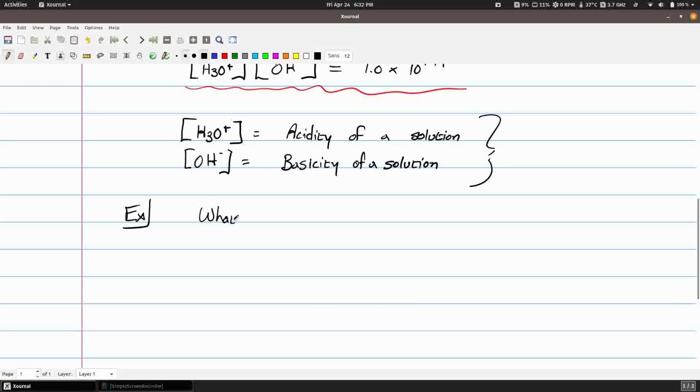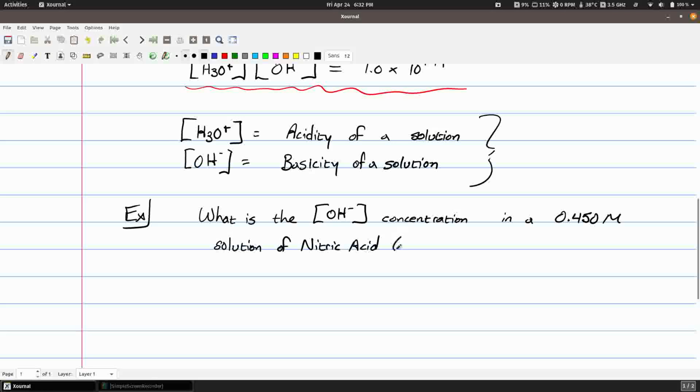What is the hydroxide concentration in a 0.450 molar solution of nitric acid? And then that would be HNO3. It's a super strong acid if you look at that list I gave you.